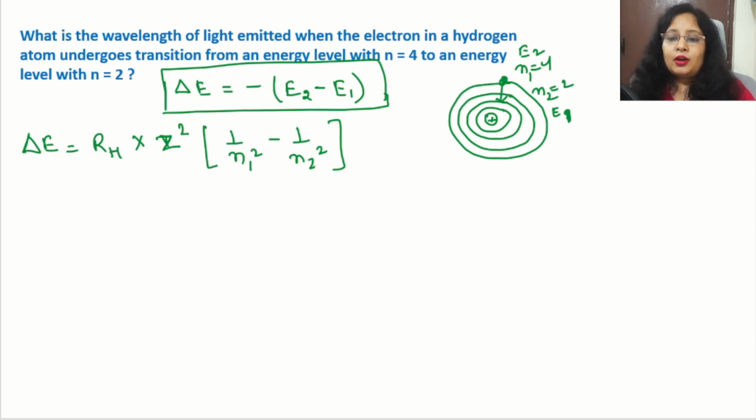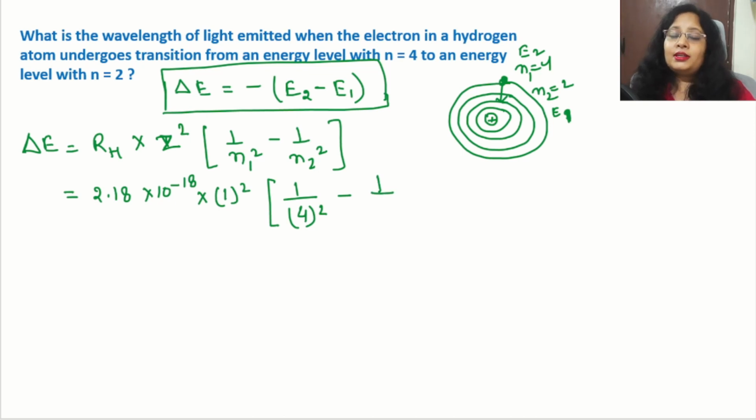So now if we are putting the values, RH Rydberg constant value is 2.18 into 10 to the power minus 18. Z here, for hydrogen the atomic number is 1, so 1 square. Now 1 upon N1 square, our N1 in this case is 4 because the electron was present in the fourth level, so 4 square, minus 1 upon N2 square. N2 is the final state, that is in this case it reaches the energy level 2. So we will write 2 square.